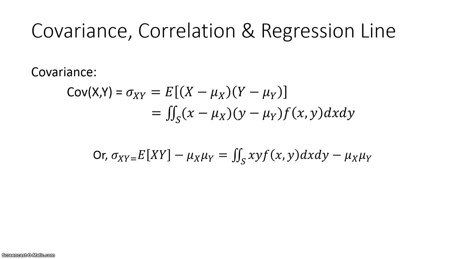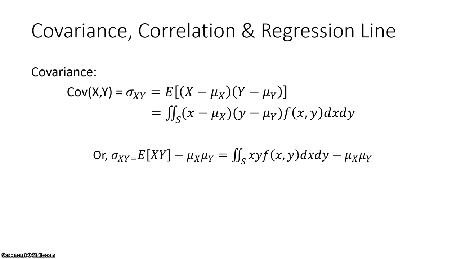The covariance, as we can see, is defined the same way that it was with the discrete random variables. It's the expected value of x minus the mean of x times y minus the mean of y. The only difference is that in order to calculate that expected value, instead of summing over all the possible values of x and y, we need to integrate over the support of x and y.